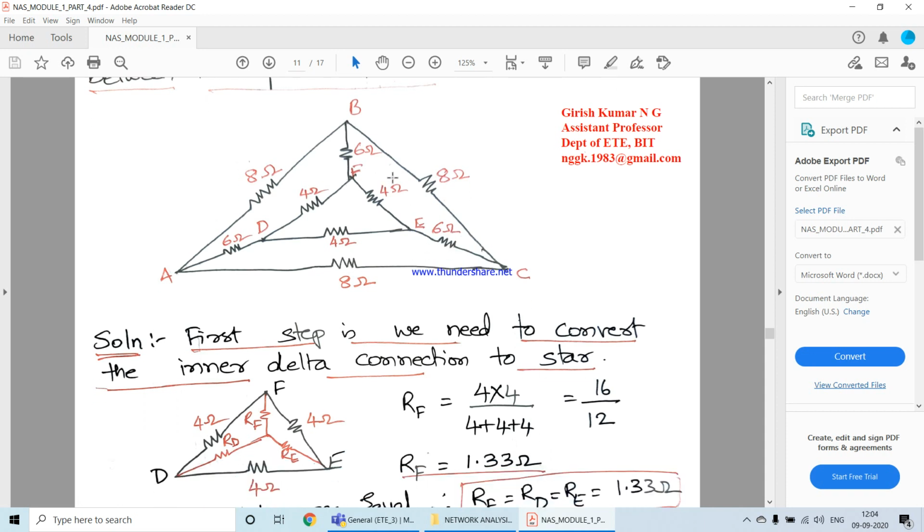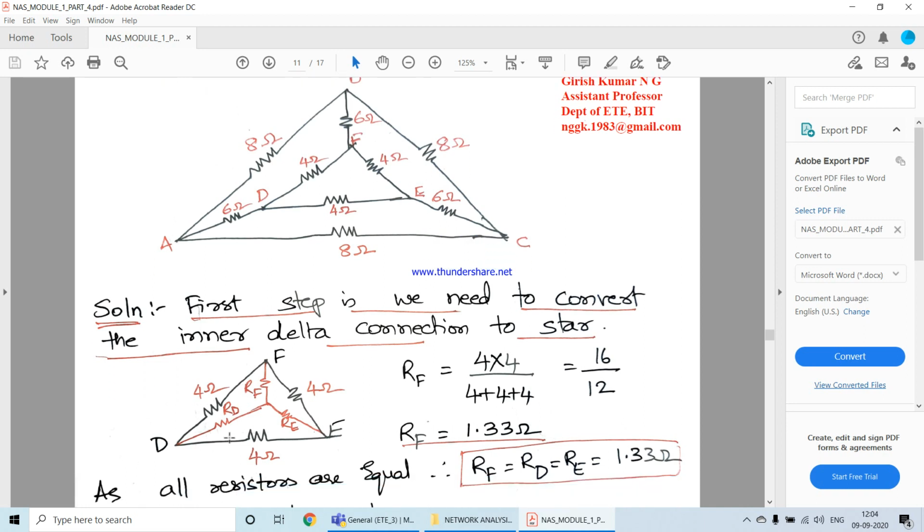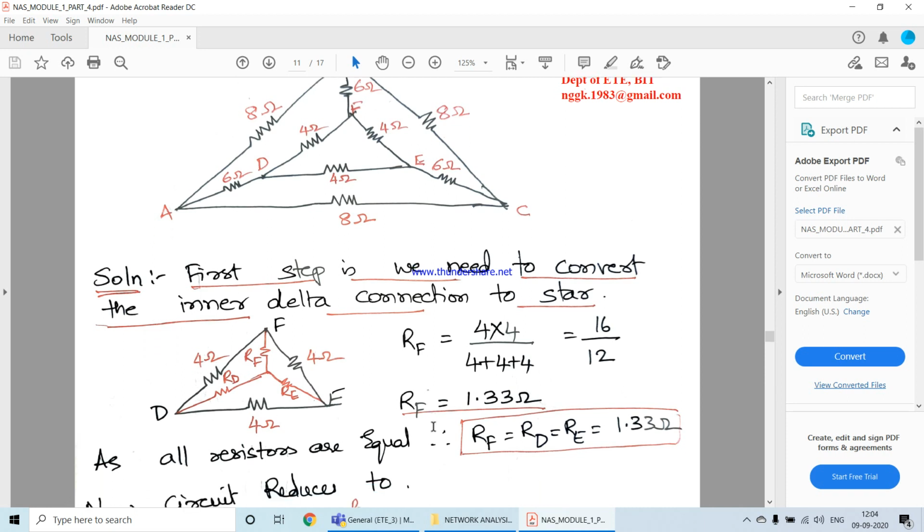Now the inside delta we will take first, which is 4 ohm, 4 ohm, 4 ohm, and we have D, E, F, which is the name which I have given in these notes. Now how to find out RF, RD and RE? As I told you, when I am finding out RF, I'll take the adjacent resistances for RF, which are 4 ohm and 4 ohm. Therefore 4 into 4 divided by 4 plus 4 plus 4, which is 16 by 12, I get 1.33 ohms. As all three resistances are equal to 4 ohms, therefore RF will be equal to RD will be equal to RE. So I get 1.33 ohms for all three.